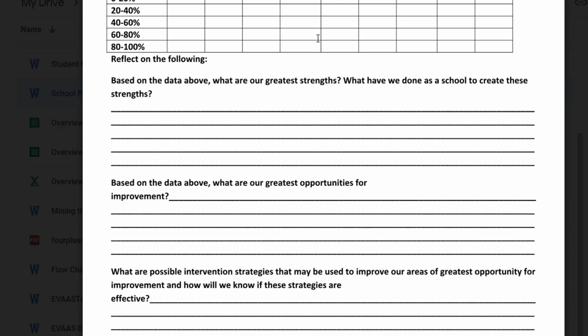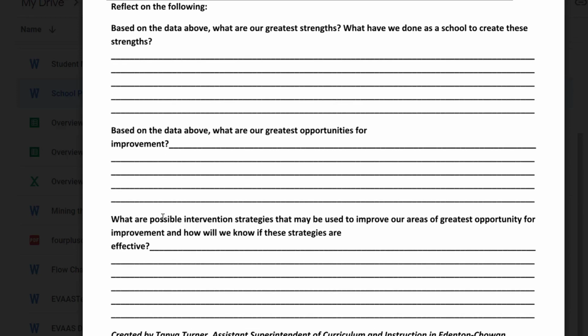and if you start to see a pattern across your school that this is an area that needs to be improved, then you have a focus for your professional development for the school year. And then this last question, what are possible intervention strategies that may be used to improve our areas of greatest opportunity for improvement, and how will we know if these strategies are effective? Well, that's where your goals are going to come in on your school improvement plan. You're going to write SMART goals that you can use to target areas that you know you need to improve and have a way to measure those areas to see if you are successful.